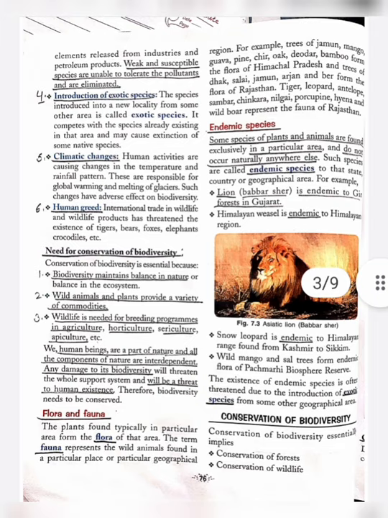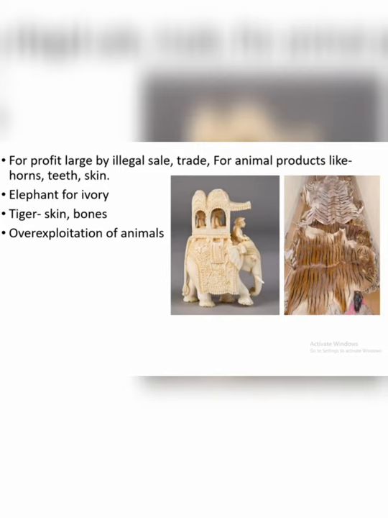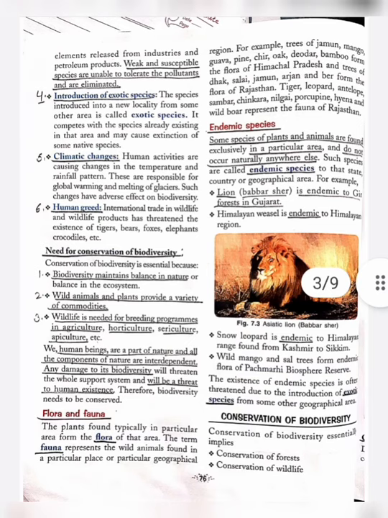Human greed. International trade in wildlife and wildlife products has threatened the existence of tigers, bears, foxes, elephants, crocodiles, etc. Now the question arises why there is need for conservation of biodiversity.